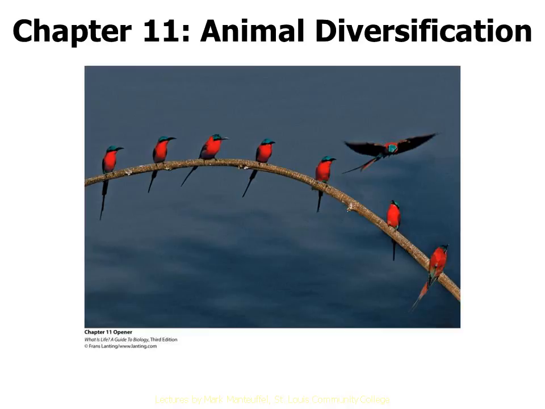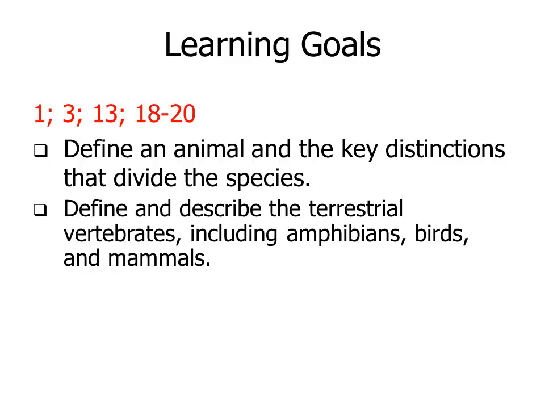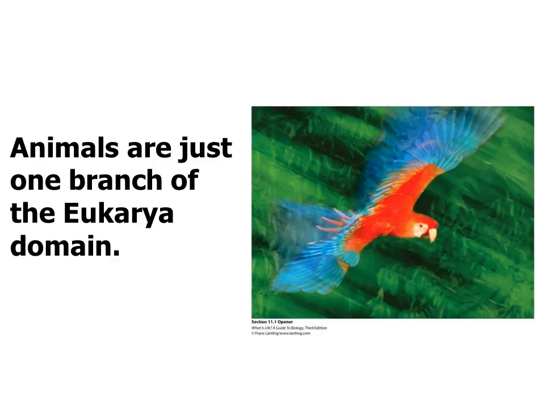So moving on to chapter 11, talking about animals now. We're going to talk about animals and their diversity. Sections 1, 3, 13, 18 through 20. So we'll define an animal and the key distinctions that divide the species up. We'll talk about vertebrates. Specifically, we'll talk a lot about mammals since we're mammals. As you just learned, eukarya is the domain that includes the kingdom animals. So it's just one branch of the eukarya domain. So what is an animal?